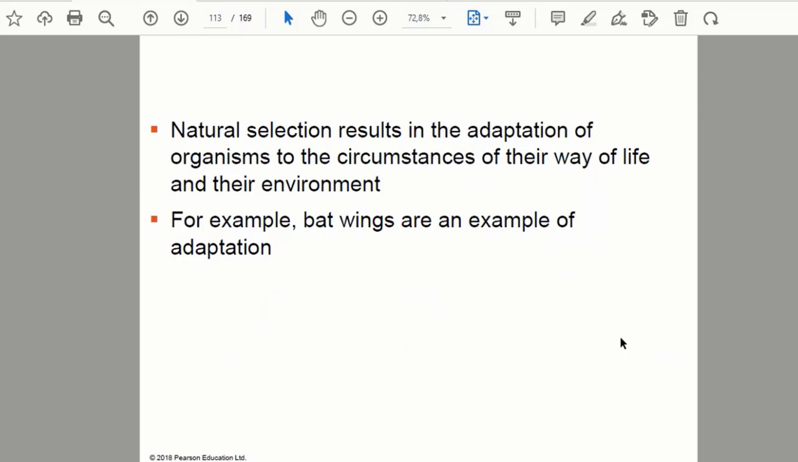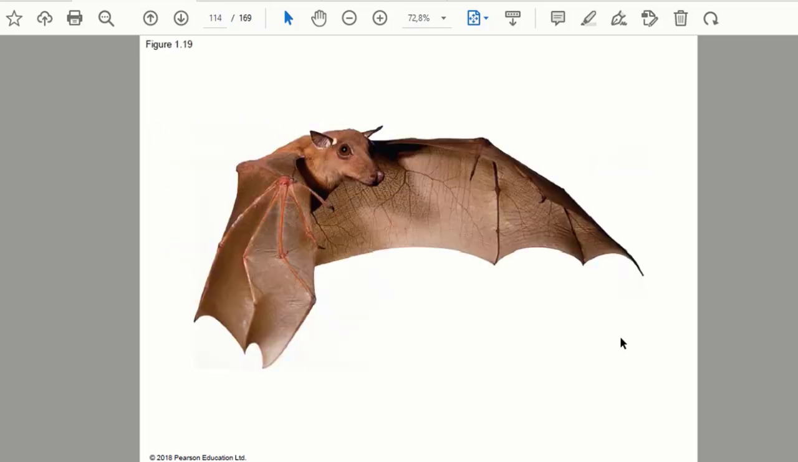So natural selection results in the adaptation of organisms to the circumstances of their way of life and environment. Bat wings, for example, are an example of adaptation, where they adapted to their environment. You see this little fella here? What's the name of the species here? That's a horseshoe bat.